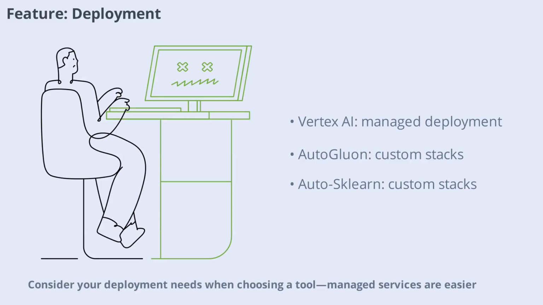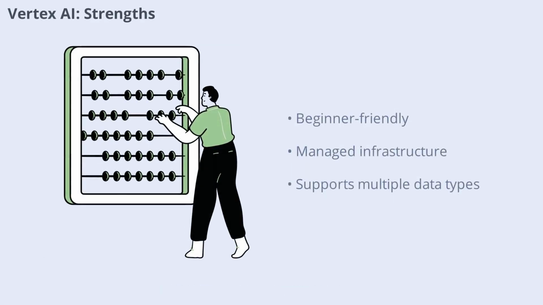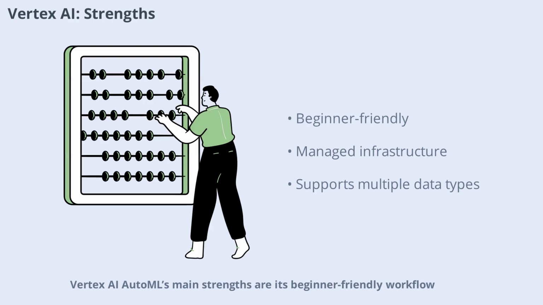Managed services are easier, but custom stacks offer more control. Vertex AI AutoML's main strengths are its beginner-friendly workflow, managed infrastructure, and built-in path from training to inference. It supports both image and tabular tasks, making it versatile for many use cases. The guided experience is perfect for those new to machine learning or those who want to avoid coding. If you're teaching or learning the basics, Vertex AI is a great starting point.